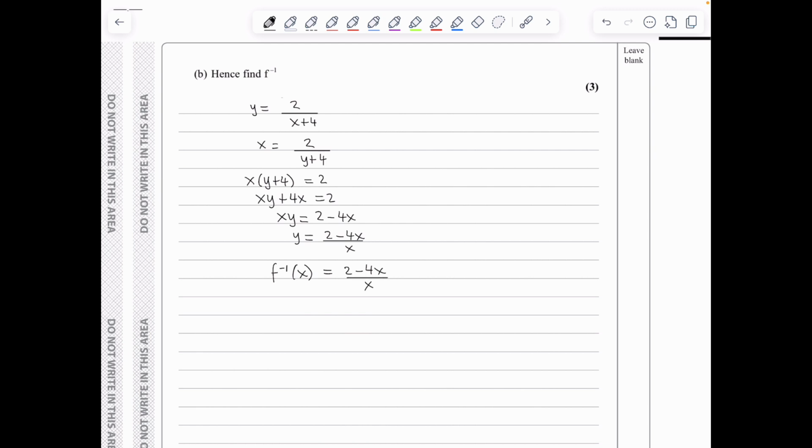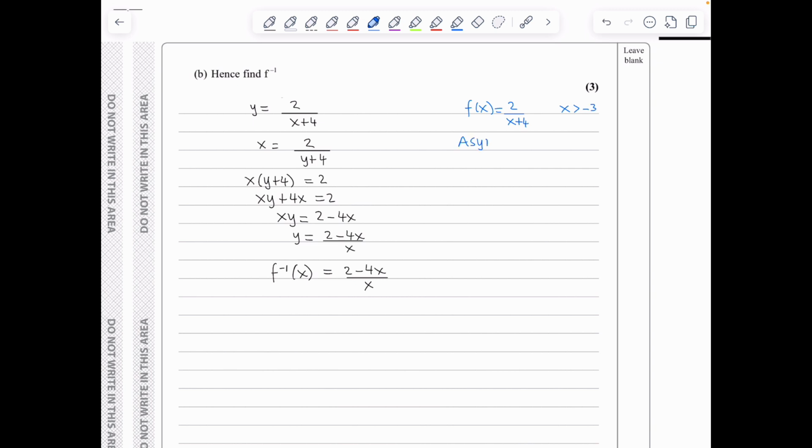The third mark is for me to identify the domain of the inverse, and the domain of the inverse is the range of the original function. So I will do this by sketching f of x. Now recall that f of x is 2 over x plus 4 for x being greater than negative 3.